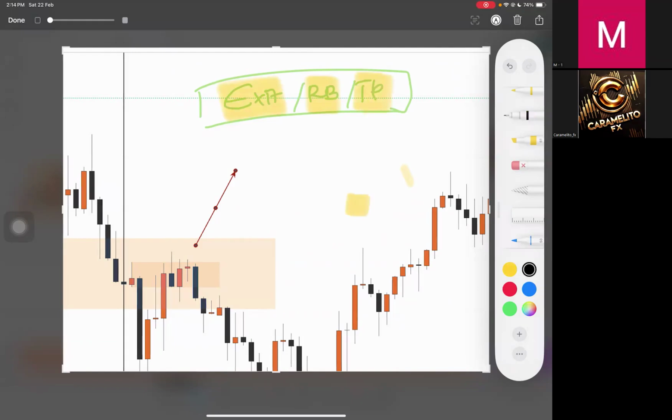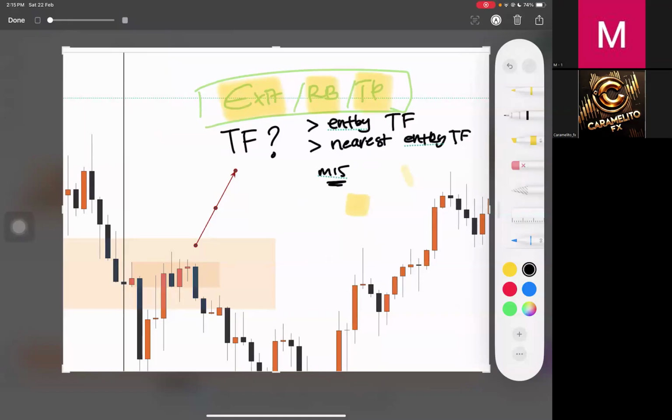Okay, so in which time frame? TF is time frame. In which time frame should I check for roadblock, take profit, and exit? Basically, your entry time frame or your nearest entry time frame. If let's say you enter on M15, check the roadblock on M15 first. If all the roadblocks can be gone through, only then do you check on H1. Do not enter on M15, then check the roadblock straight away on H4. That's not a proper thing to do.